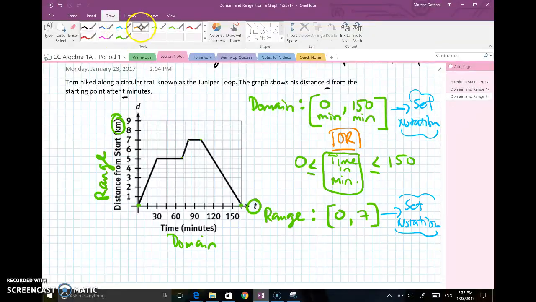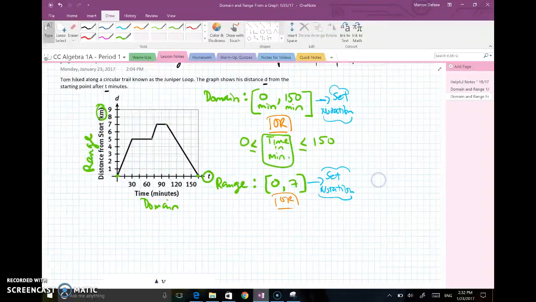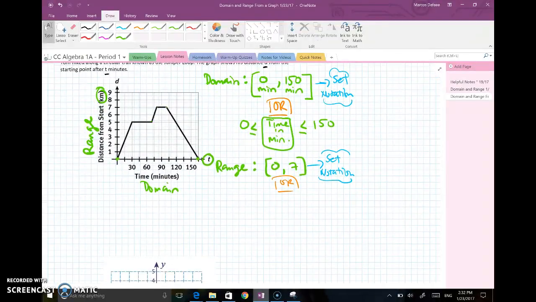Okay, but we can also represent this using inequalities, specifically a compound inequality. So I can do that in the same way I did my domain. So I will set up my same numbers, 0 and 7. But in the middle, I need to create an explanation of what these numbers are about. So 0 and 7 have to do with the distance from beginning to end.